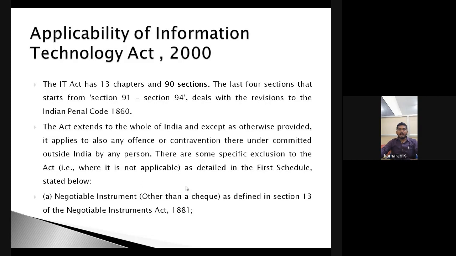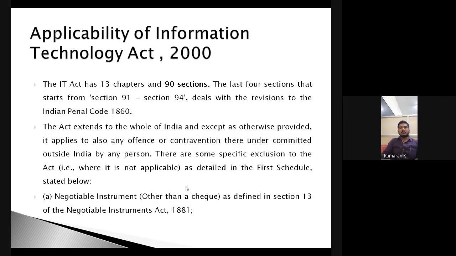Mainly, it is applicable to the whole of India. The Information Technology Act is applicable to each and every state in India, and also to other legislations such as Pondicherry or New Delhi, the Union Territories. So the law is also available for the Union Territories.